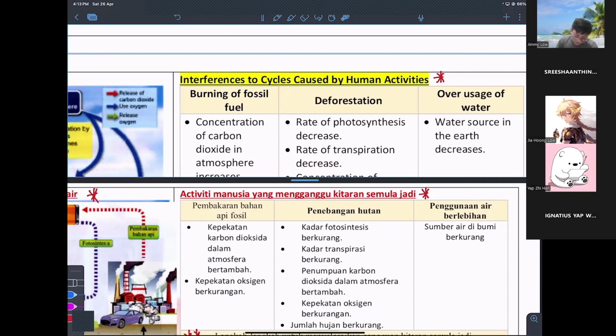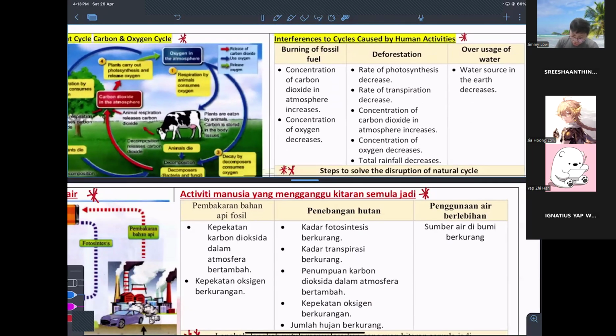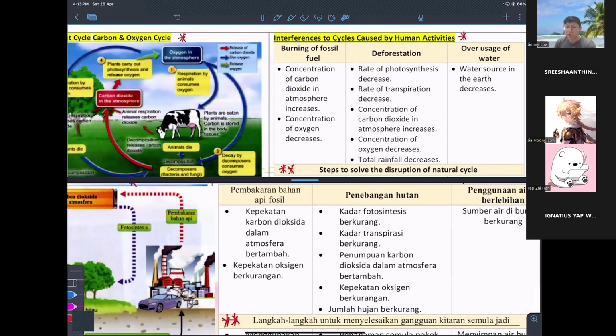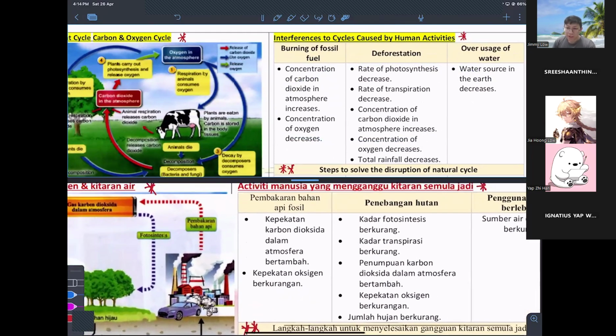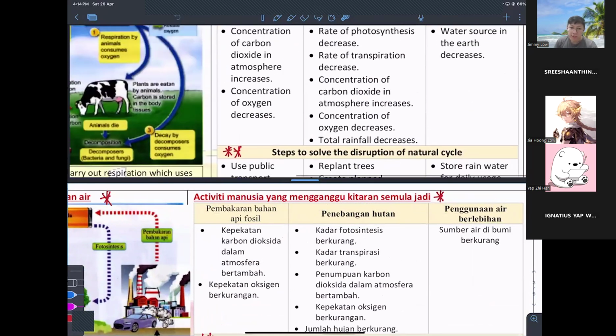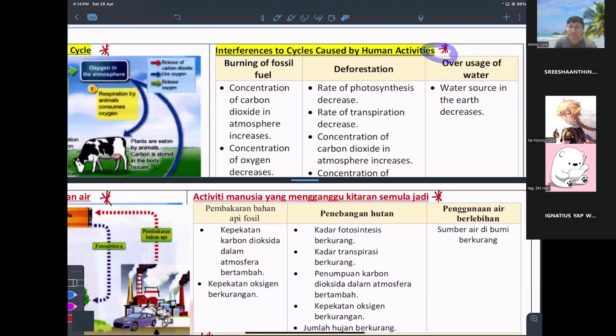Like the first one is what? Burning of fossil fuel. You burn fossil fuel, you create carbon dioxide. You chop down the trees, you produce more carbon dioxide. You use a lot of water, you affect the water cycle. So you don't need to go through those detailed points unless you really don't understand what deforestation is. Only then you go through this sub point. I'm asking you to memorize all these main points. Main points matter. Sub points, just read through. So I just give you one star here.